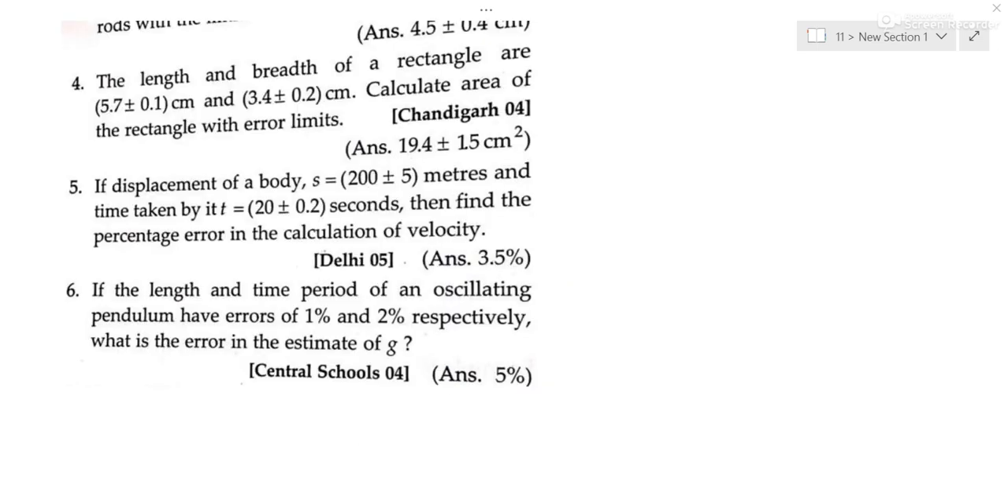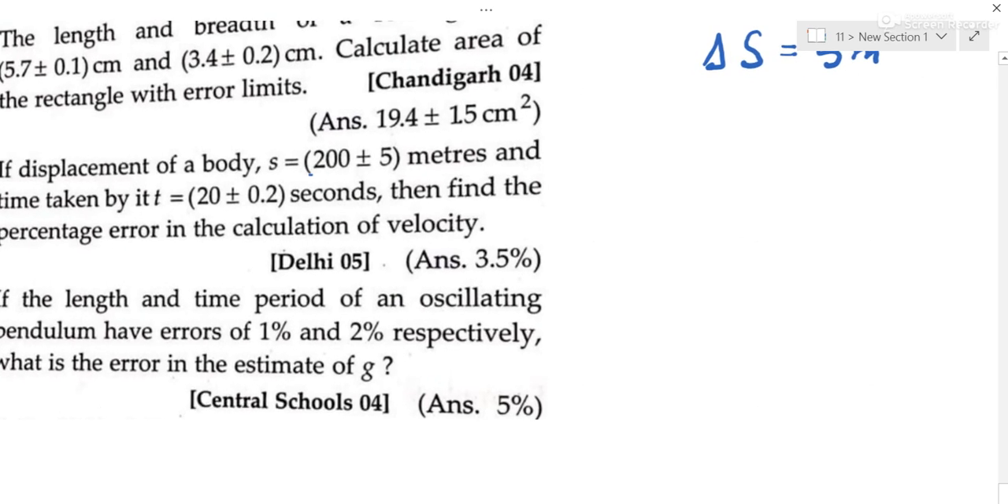Let us see this question. Displacement is given as this, so that means you should be able to find out the error. So what is the error in displacement? 5 meters. Error in time, 0.2 seconds.